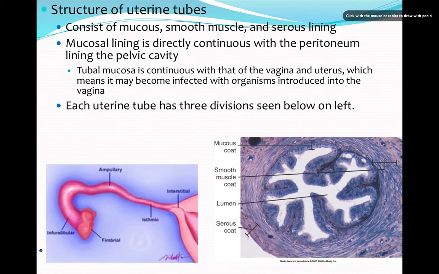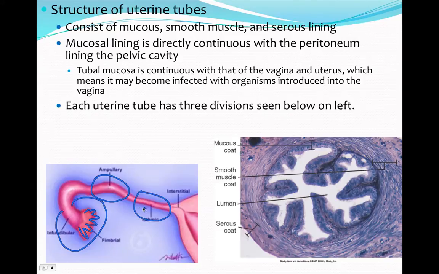The structure of the uterine tube consists of mucosa, smooth muscle, and serous lining. The serous lining is directly continuous with the peritoneal lining of the pelvic cavity. So in this area right here, this is basically a very thin membrane, and that will also continue on within the uterine tubes. Remember, there is a left and a right uterine tube. There are three divisions of every uterine tube. There is the infundibulum, which has the fimbriae, or those finger-like projections that will sweep an egg down into the tube. There's the ampullary region, and there's also the isthmus region, which is very thin, as thin as a human hair.